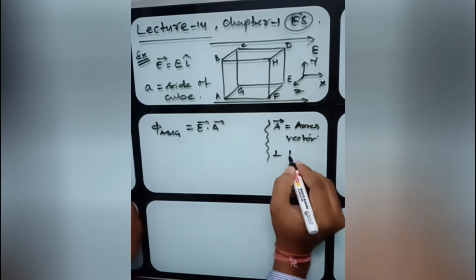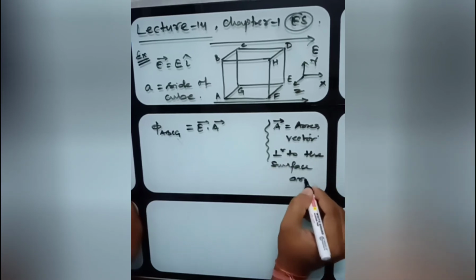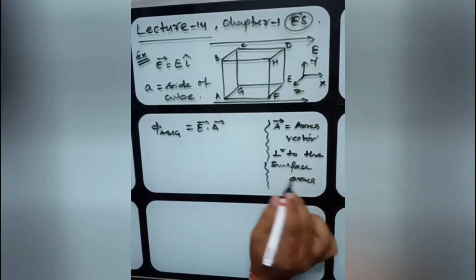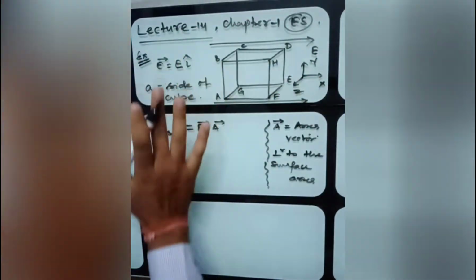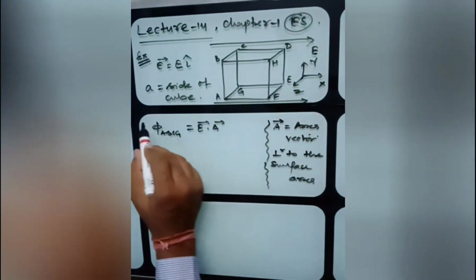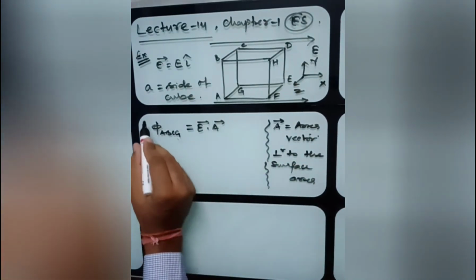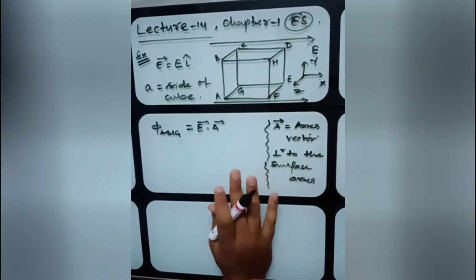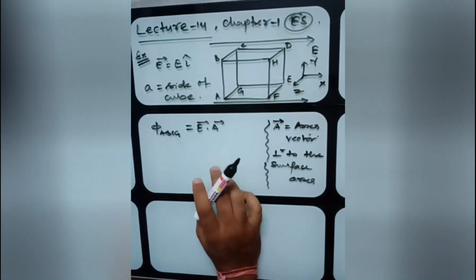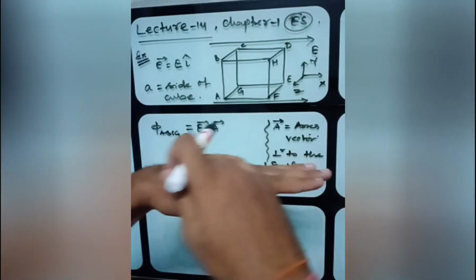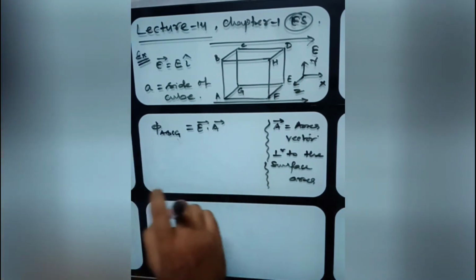This must be perpendicular to the surface area. For example, if I ask the area vector of this board on which we are studying, you can write the area of this slab, that is length into breadth. But this is the magnitude, what will be the direction of this area? The direction will be perpendicular, upward. The area vector will be in the direction of the perpendicular to the surface. So this will be the direction of the area vector here.